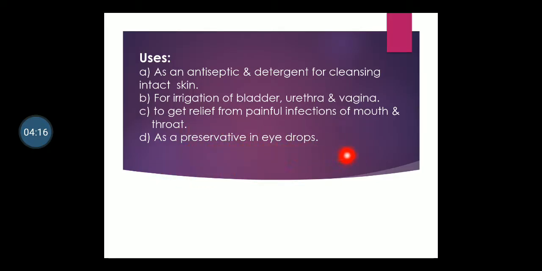Next, as a preservative in eye drops. This may behave as a preservative, particularly in ophthalmic preparations, which will prevent biological destruction of the ophthalmic preparation. Wherever sterility is needed, say if you are talking about eye drops, which are ophthalmic preparations, sterility is most important, and to maintain the sterility we have to add a preservative. In this case benzalkonium chloride is the most preferable preservative added in eye drops, eye ointments, or ophthalmic preparations in order to prevent biological growth and maintain sterility.